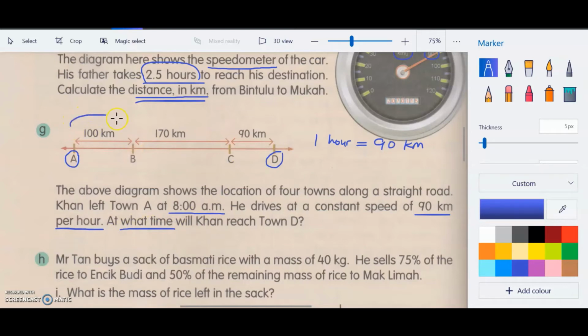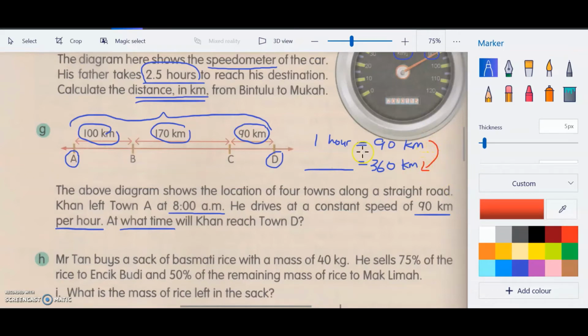So let's find out how far it is from A until D. So 100 plus 170 plus 90, we have 360 kilometers. Okay, so which method is easier? Here finding the relationship is easier. So from 90 to 360, does it get bigger or smaller? The number gets bigger, right? So we have to times.